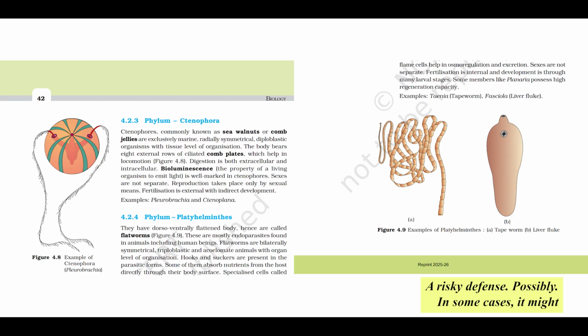A risky defense. Possibly. In some cases, it might be used for prey attraction, perhaps luring smaller organisms towards them in the dark. It could also play a role in intraspecific communication, maybe related to mating, though that's less certain. So it's likely a versatile tool in their survival kit for defense, maybe offense, maybe communication. It certainly makes them one of the most visually stunning inhabitants of the ocean.